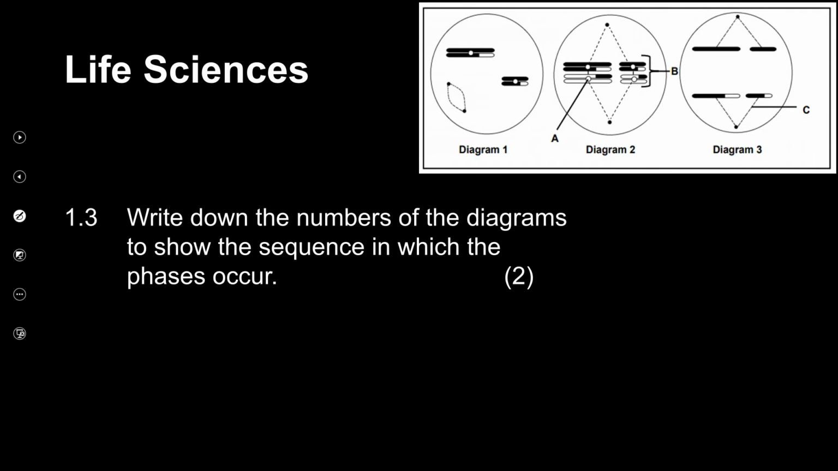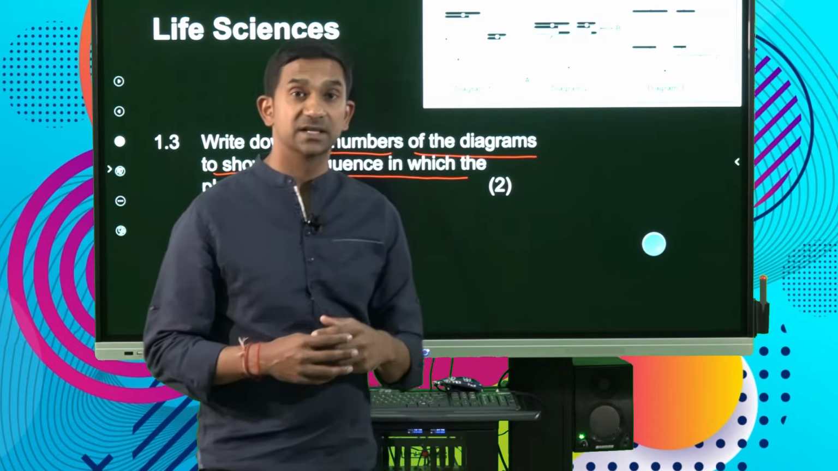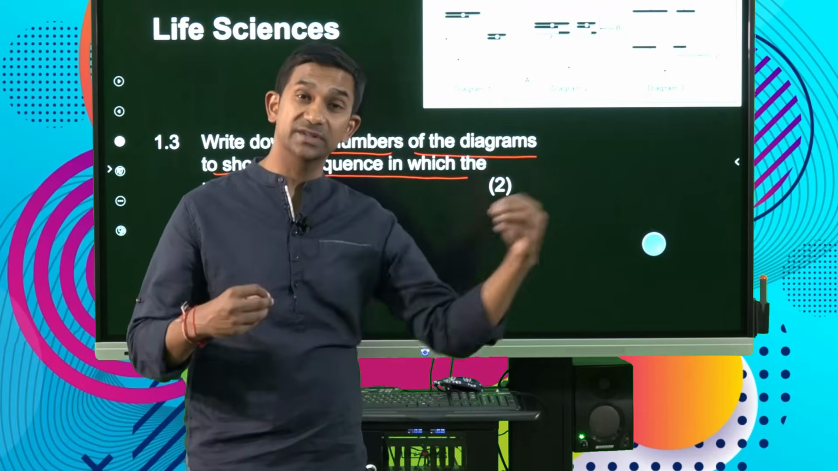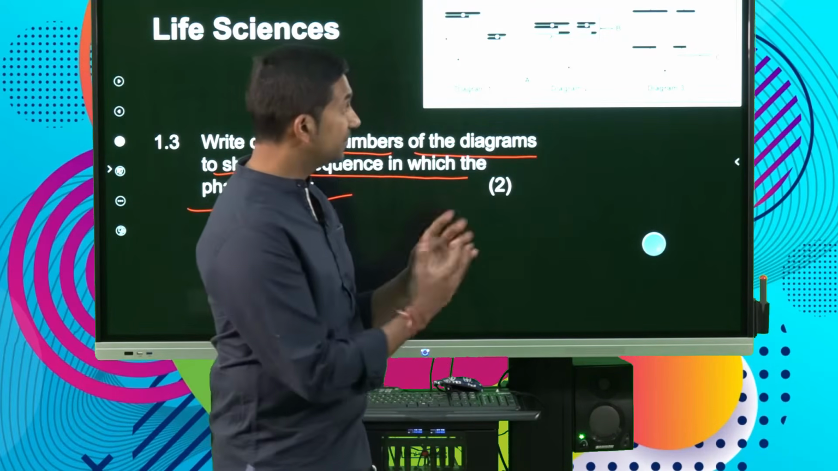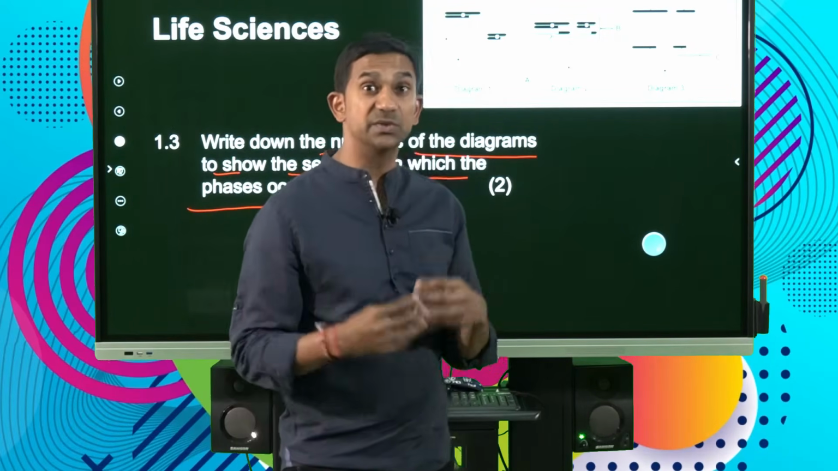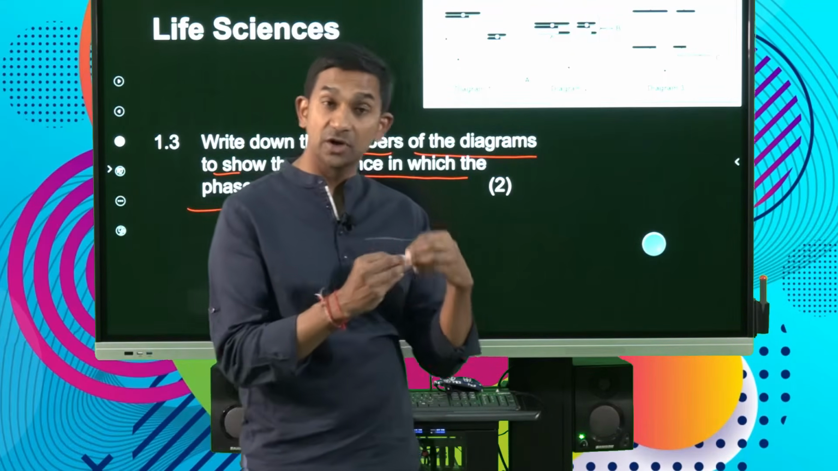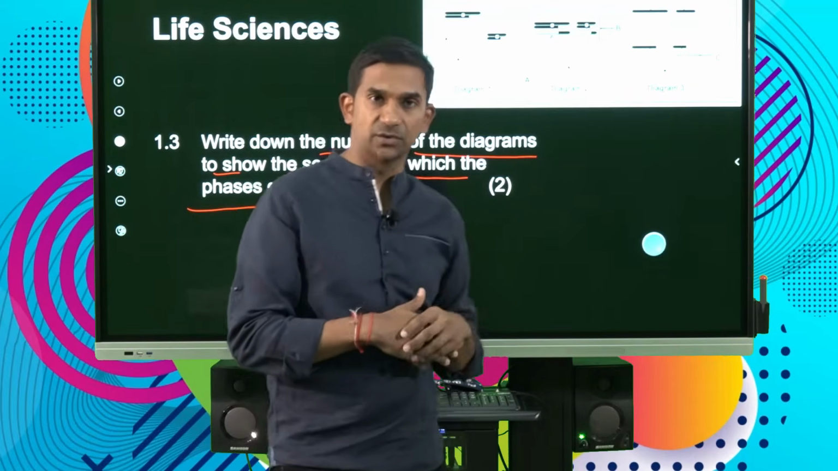Let's move on to 1.3. Write down the numbers of the diagrams to show the sequence in which the phases occur. Now guys, here you're seeing 3 different cells, probably in a sequence, not necessarily showing all the cells in the sequence. So if we were to arrange these in the correct sequence, we would have to understand what is happening in each cell to be able to chronologically place these in the correct order.